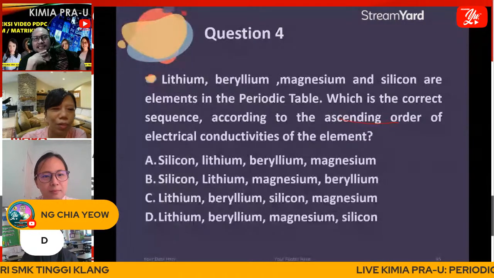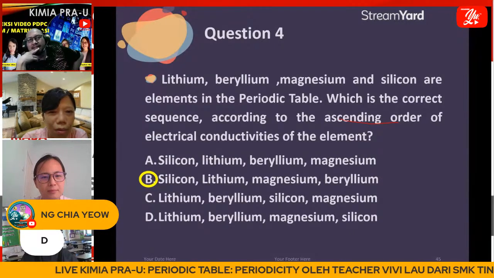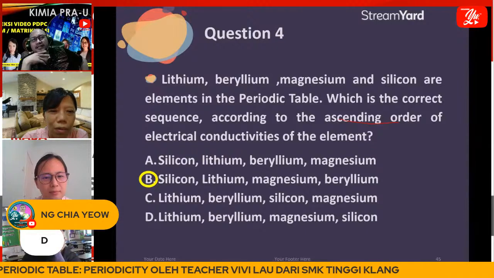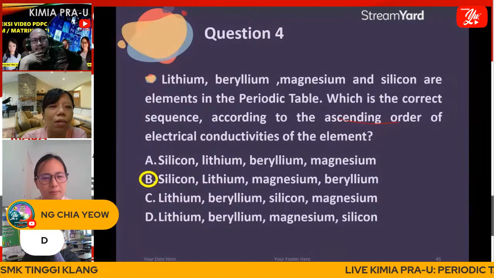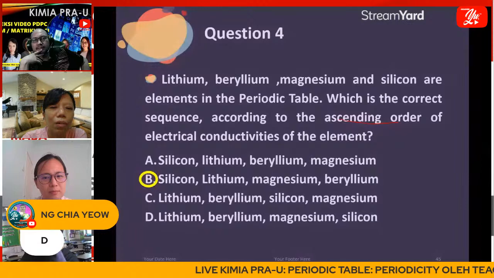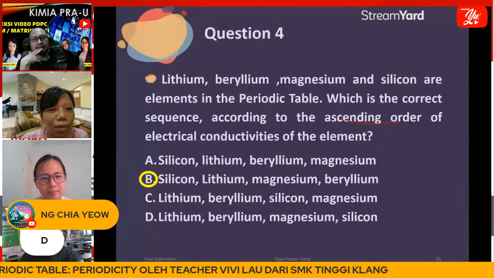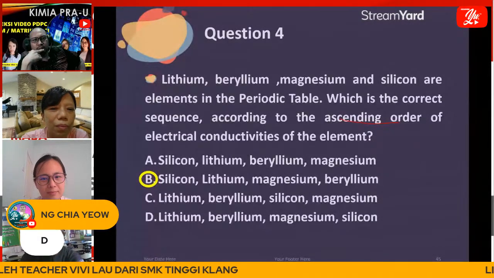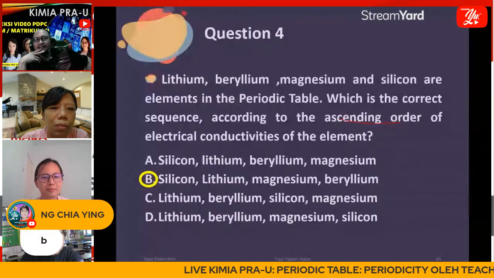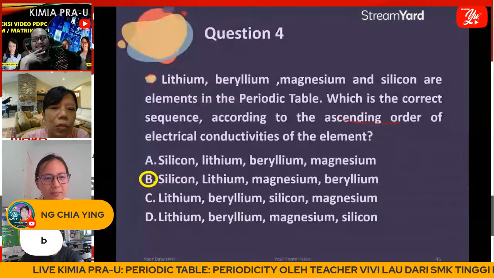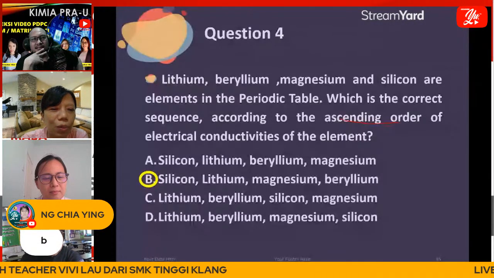Okay, so the correct answer is B. Okay, correct answer is B. The keyword here is ascending order, right? Ascending order, from lower to higher. Beryllium has a higher electrical conductivity than the magnesium. Beryllium is smaller size. If you look at the answer, lithium in period 2, magnesium in period 3, beryllium in period 2. So beryllium higher than magnesium, followed by lithium, then silicon.